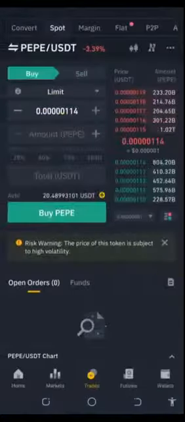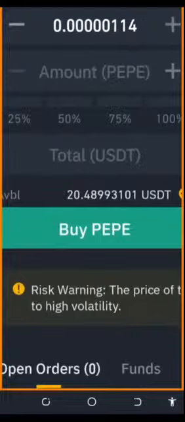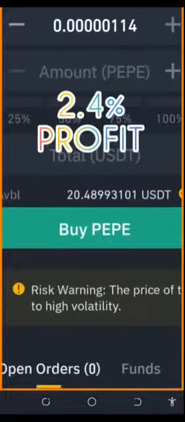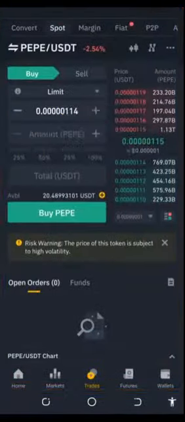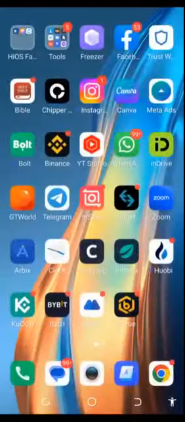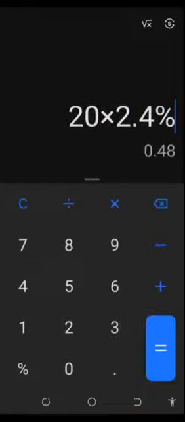Awesome. So that was actually a nice one. As you can see, this is about 2.4% profit. And just imagine that you put in $1,000. What would you make? Let's just go and check the calculations. If you put in $1,000, what would you make? This is $20, and we say times 2.4%, and we got 48 cents.